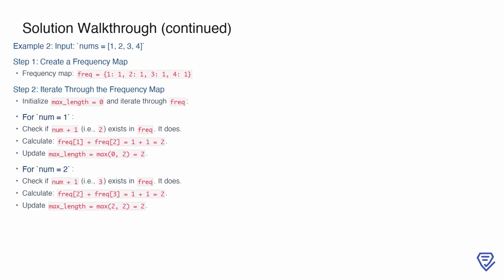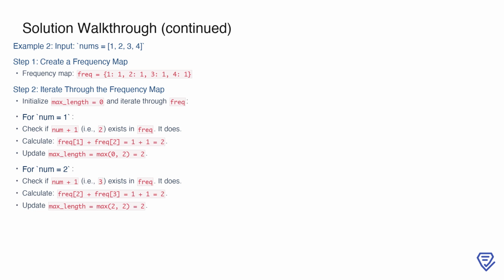Now let's analyze another example with input nums = [1, 2, 3, 4]. The frequency map for this array is frequency = {1: 1, 2: 1, 3: 1, 4: 1}, which means each number appears exactly once. We initialize max_length = 0 and iterate through the frequency map. For number = 1, we check if number + 1, which is 2, exists in frequency. Since it does, we calculate the length of this harmonious subsequence as frequency[1] + frequency[2] = 1 + 1 = 2. We then update max_length to 2.